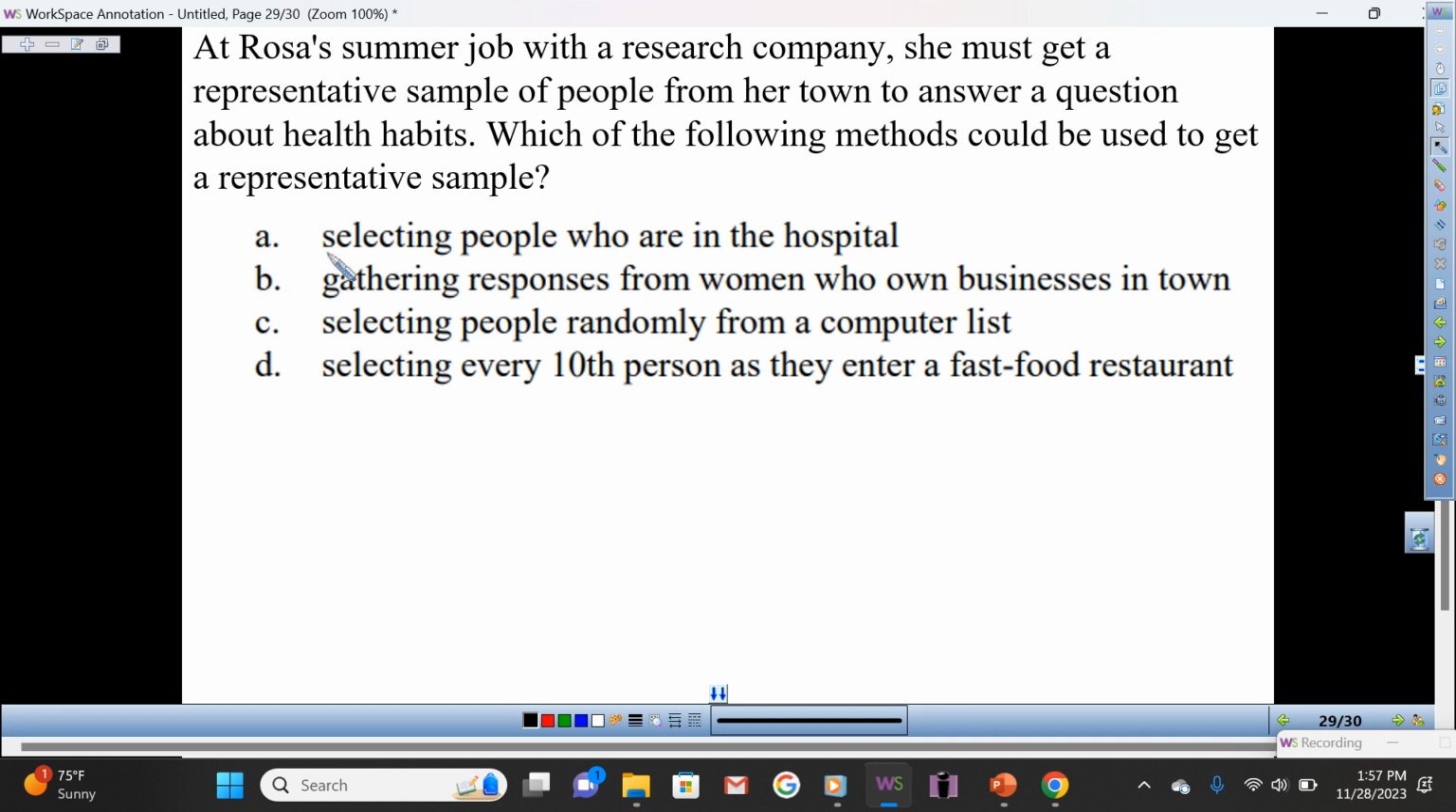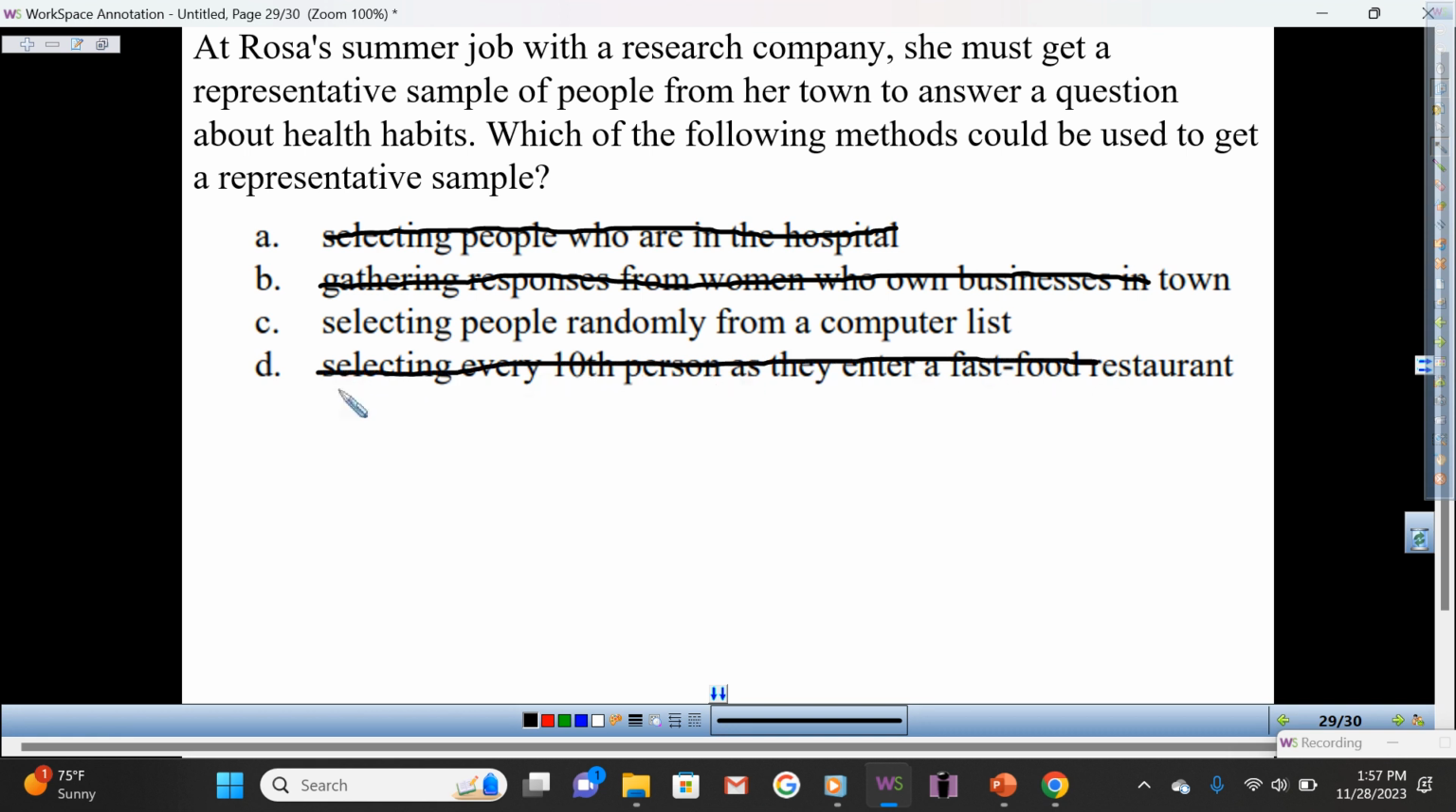All right, question. Would you go to a hospital where there's people that are ill to do a survey on health? Most likely not. Okay, that one's discarded. Would you only sample women? No, that's discarded. So it's up to the last two. Would you go to a fast food restaurant? Correct answer is C. Send that in, please.